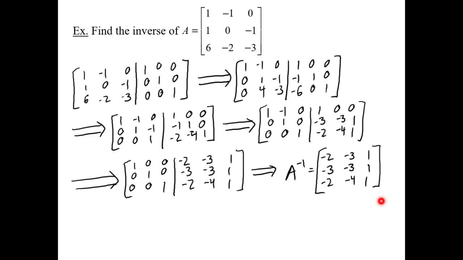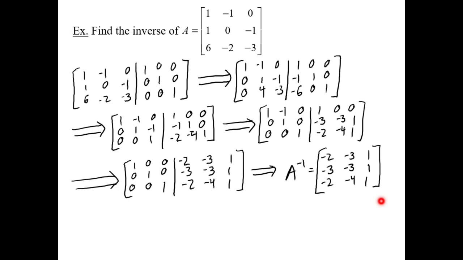Notice that for this to work, all three columns and all three rows of A had to have a pivot. The only way that our matrix A was going to reduce to the identity matrix, that the left side of the augmented matrix would reduce to the identity, was if A had a pivot in every row and a pivot in every column. Well, if that had not been the case, then we would not be able to find the inverse. Basically, if A does not have a pivot in every row and a pivot in every column, then A is singular. A is not invertible.